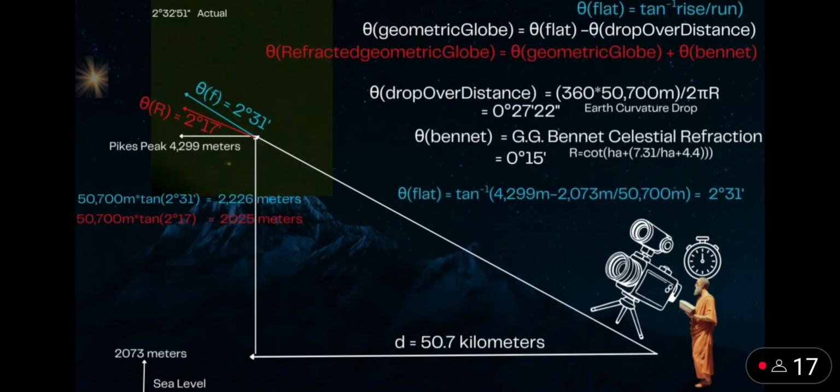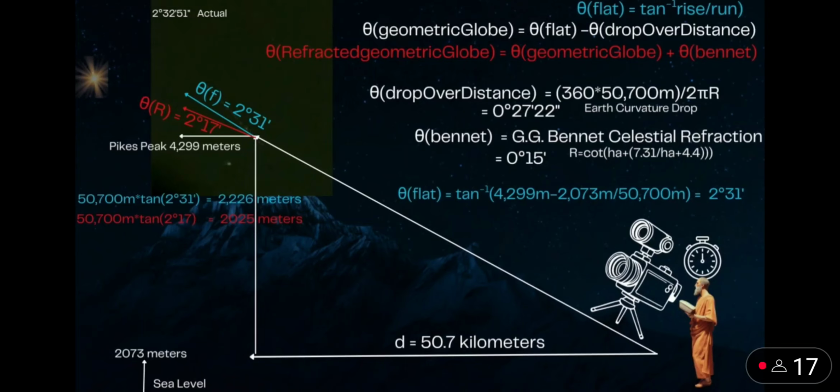So you see the flat Earth prediction of 2 degrees 31 minutes is spot on for this particular example, and for every example subsequently. The final part is that now you construct a new triangle and determine the height of that baseline, because now you have a true angle. Our angle is 2 degrees 31 minutes, the globe angle is 2 degrees 17 minutes. So from there you do some basic trig: that same distance, 50,700 meters, times the tangent of 2 degrees 31 minutes.